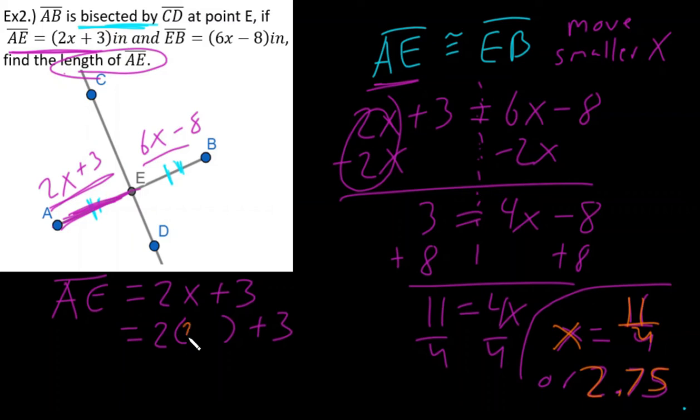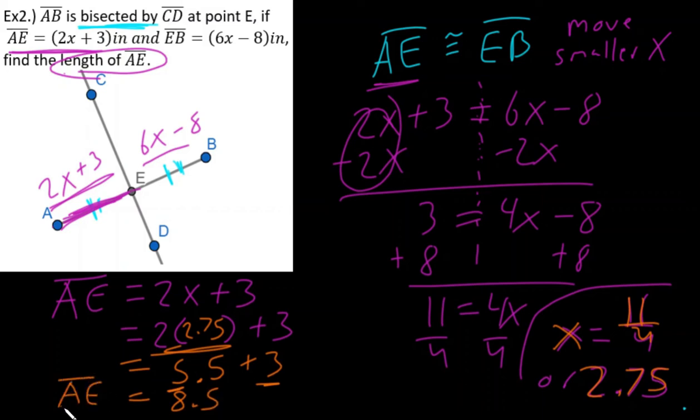And so we can plug that 2.75 in there. And all we have to do is multiply those two things first. We have 2 times 2.75, which will give us 5.5 plus 3. Now remember, when adding a decimal plus a whole number, you can just add the front numbers. And of course, 5 plus 3 would give us 8.5. And so this line segment, AE, is equal to 8.5.